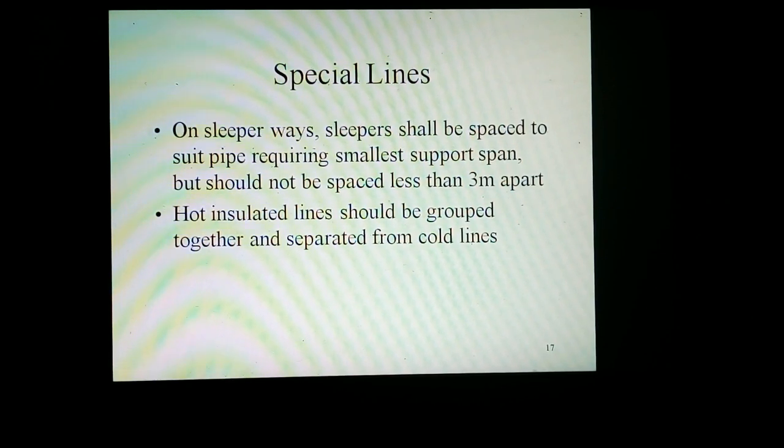On sleeperways, sleepers shall be spaced to suit the pipe requiring the smallest support span, but should not be spaced less than 3,000 mm apart. Hot insulated lines should be grouped together and separated from cold lines.